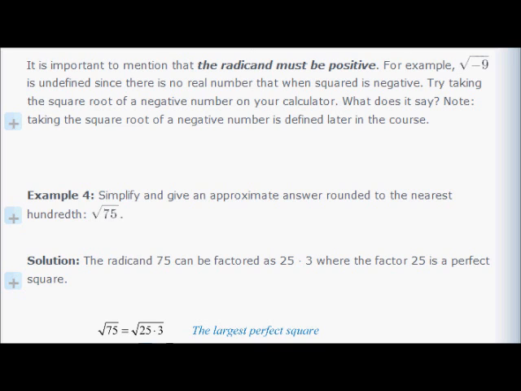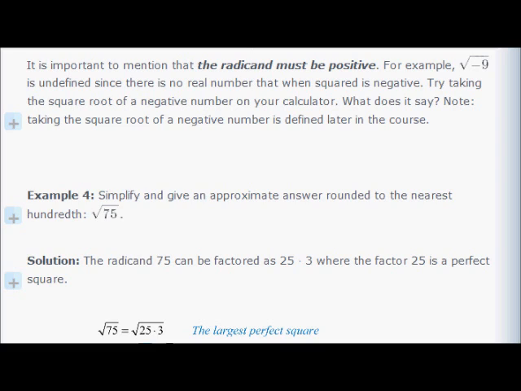It's important to mention that the radicand must be positive. You can't take the square root of a negative number unless you have a vivid imagination. And I use the word imagination because there are imaginary numbers, which we're not going to talk about, that are involved with the square root of negative numbers. So there is no real number that when squared is negative. An imaginary number is different than a real number. Your calculator would just freak out with an error if you tried to take the square root of a negative number. But later on in the course you will learn about imaginary numbers a bit.